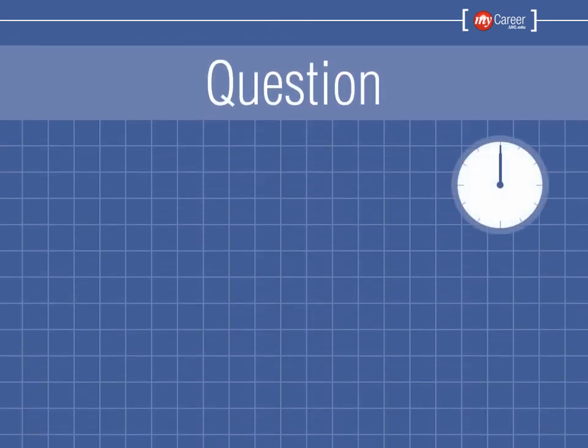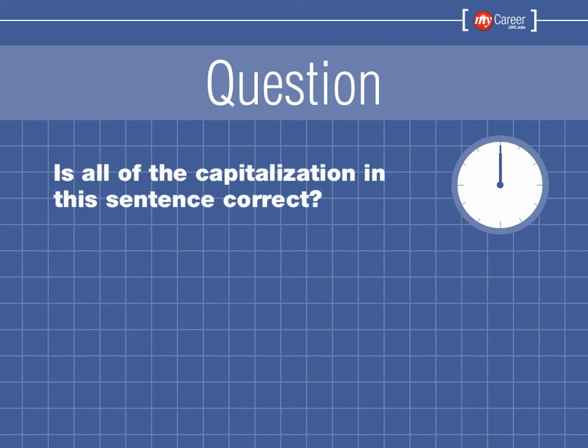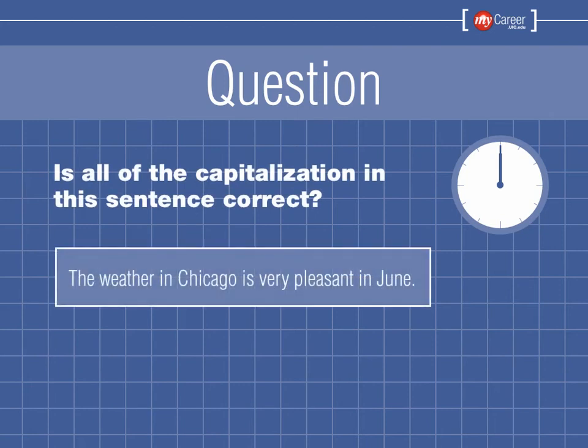Time to review. Is all of the capitalization in this sentence correct? You should have said yes. Chicago and June are proper nouns, and they are both capitalized. Also, as you know, the first letter of any sentence should always be capitalized.